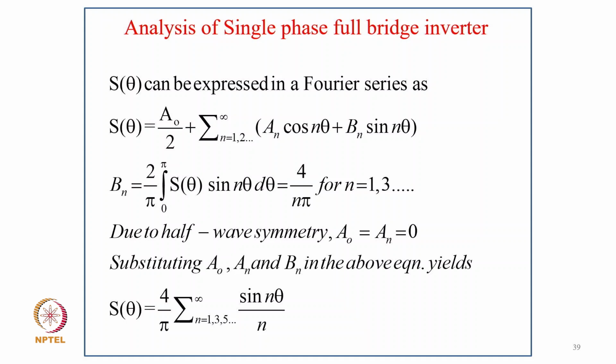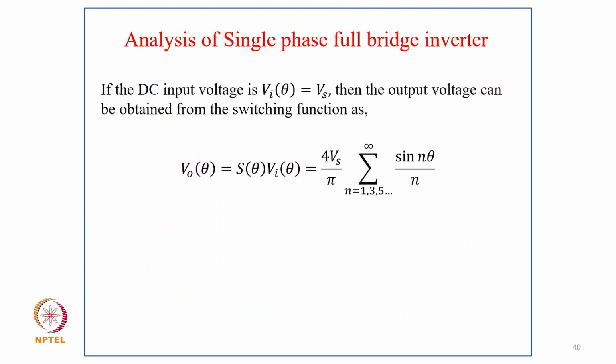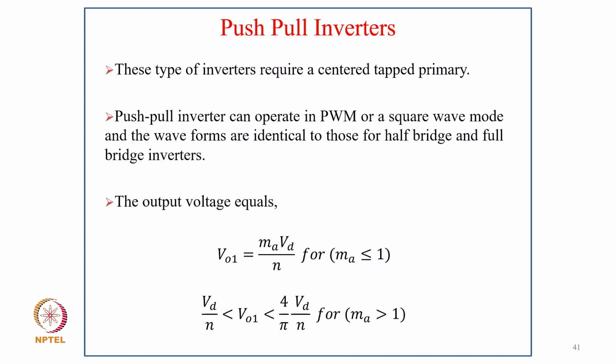And due to half wave symmetry, A0 equals an equals 0, and substituting A0, an and bn, it develops the equation S theta equal to 4 upon pi, summation over n equal to 1, 3, 5 to infinity of sin n theta upon n. And if the DC voltage is Vs, then the output voltage can be obtained from the switching function as V theta equal to S theta into Vi, that is 4 Vs divided by pi, summation of n equal to 1 over all odd harmonics 1, 3, 5 to infinity of sin n theta by n.